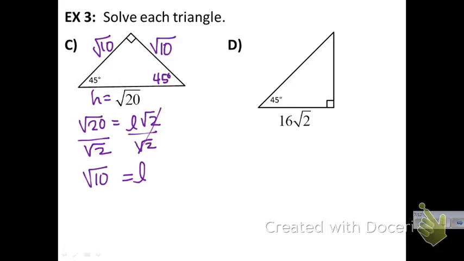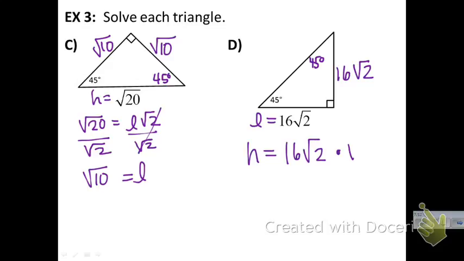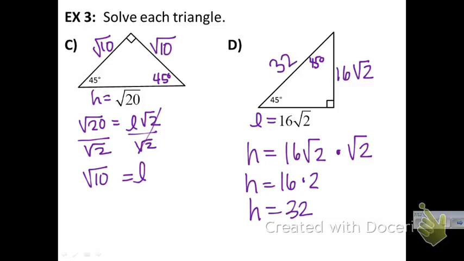On our last one, we have a leg. We also have a 45-degree angle here, and so we instantly know that the other leg is root 2. To find the hypotenuse, we take the leg times root 2. So we get 16, and then we have a root 2 times root 2 is just 2. And then when we multiply those, we get 32. So your hypotenuse is 32.